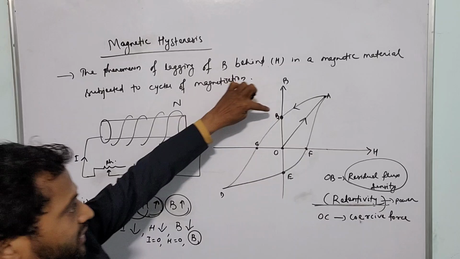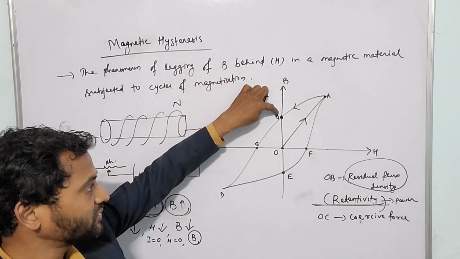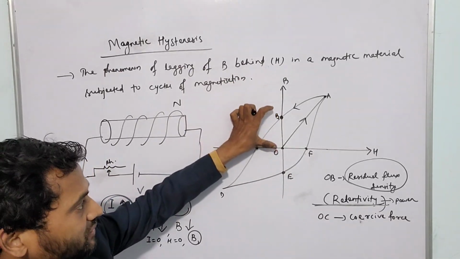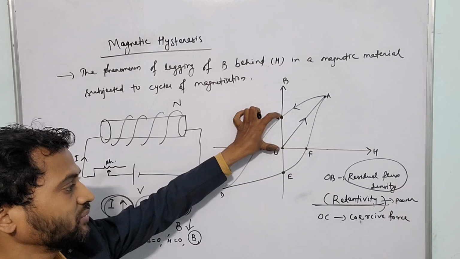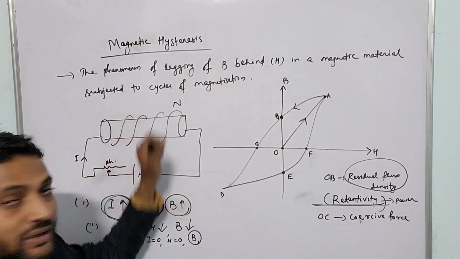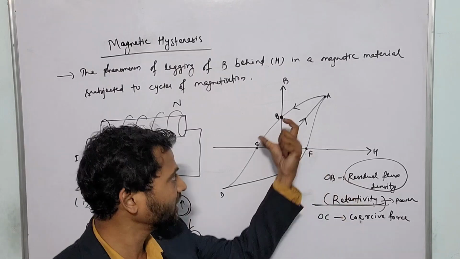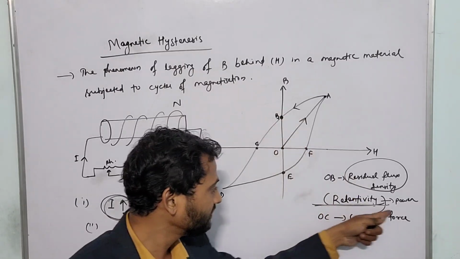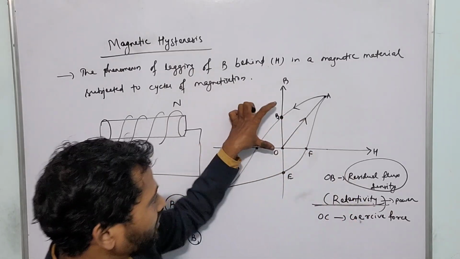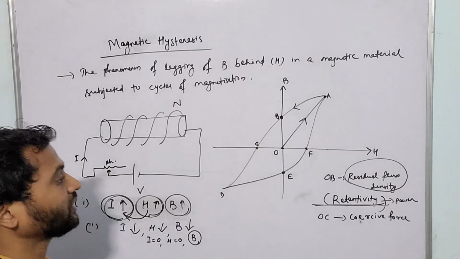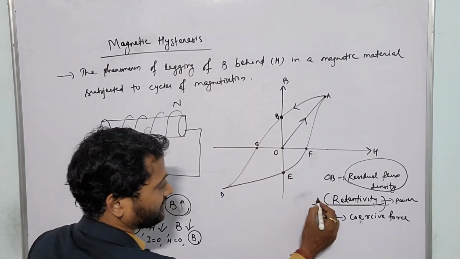Again I repeat, at this point the value of I will be 0 and the value of H will be 0, but still we get some magnetic field due to the residual property of the magnetic material. That means it gains some power which helps to retain some magnetic field. That is called retentivity. OB is called retentivity, or you can say positive retentivity.